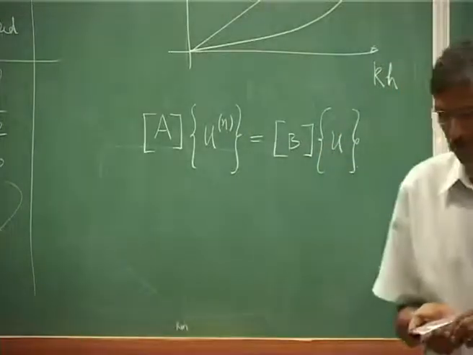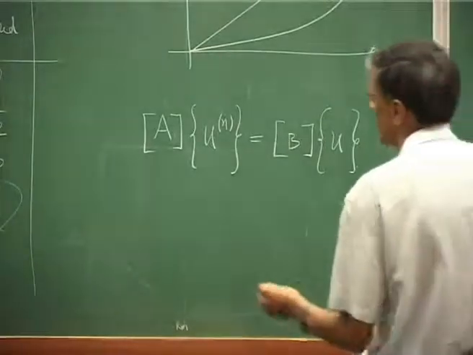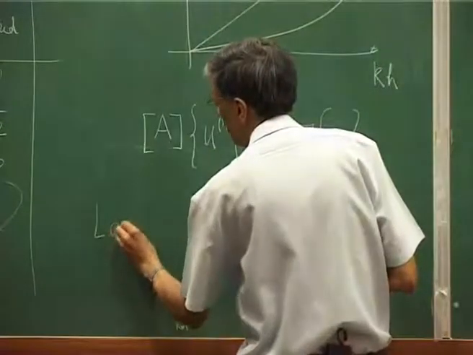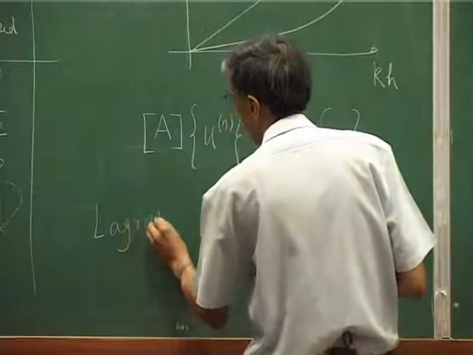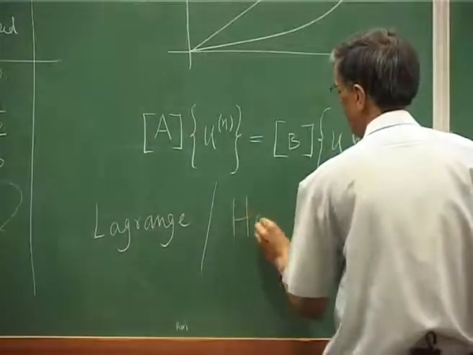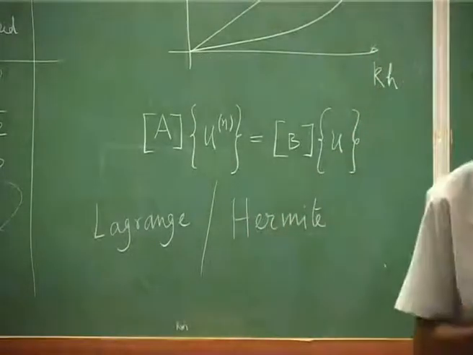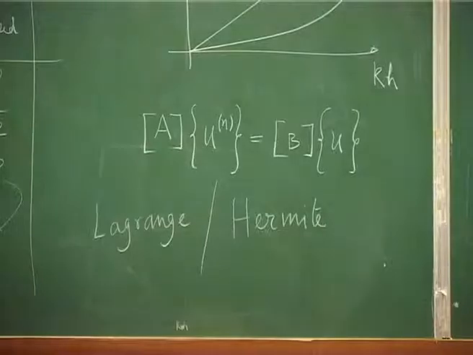I don't have time to discuss, but those of you who have done any course on interpolation would note that there are 2 general classes of interpolation. There is the Lagrange interpolation versus Hermite interpolation, right? In Lagrange interpolation, you interpolate the function values. In Hermite interpolation, you interpolate the derivatives also.